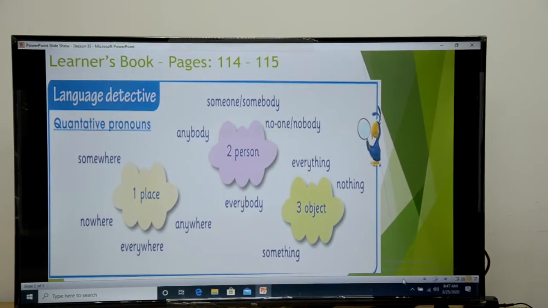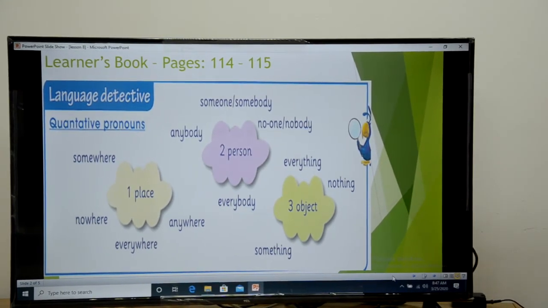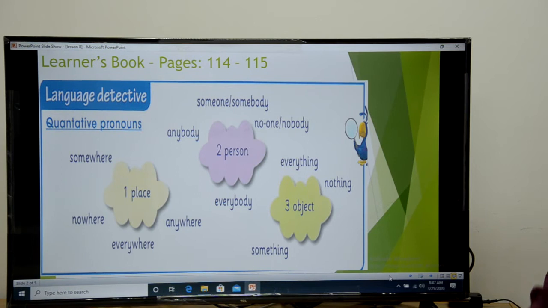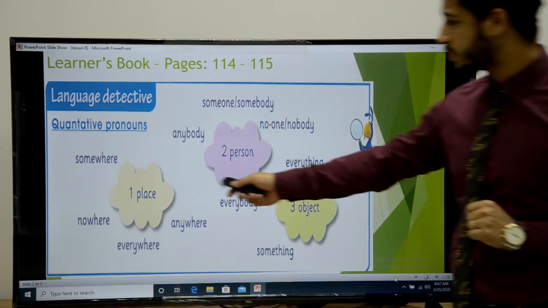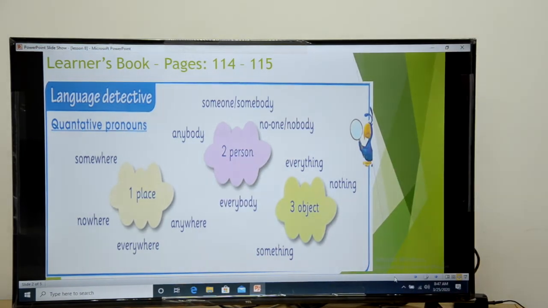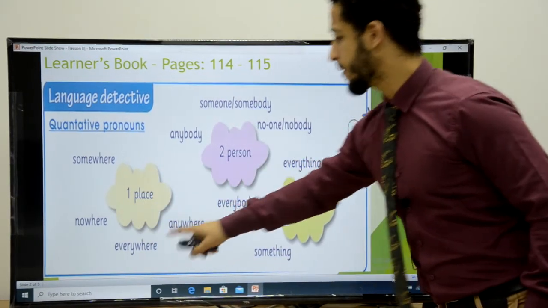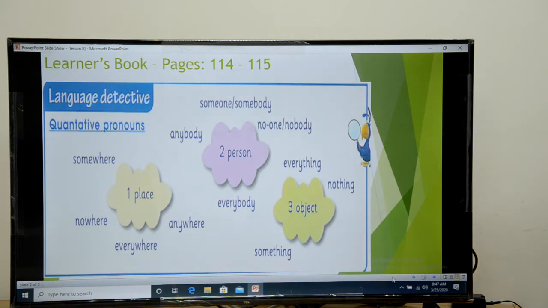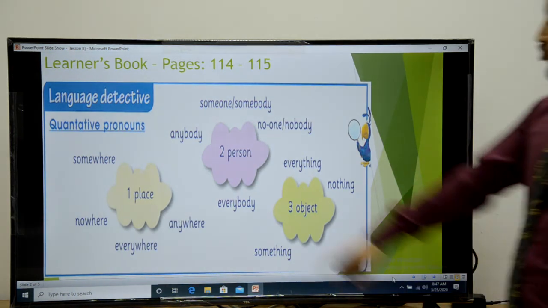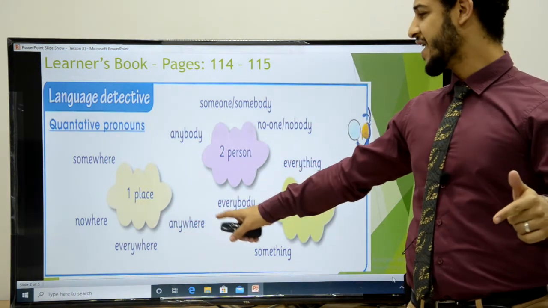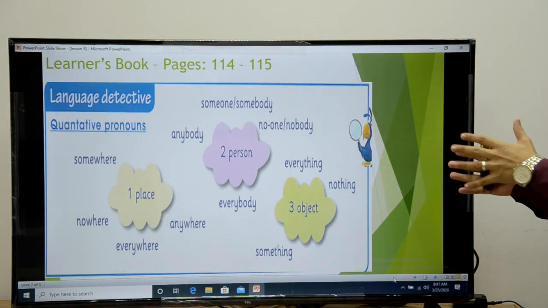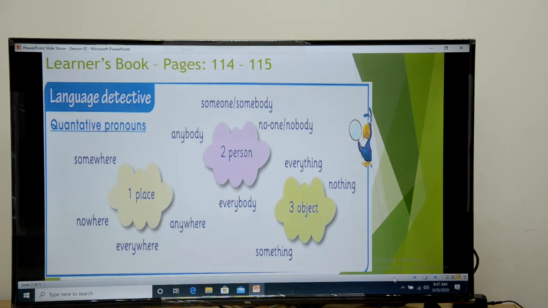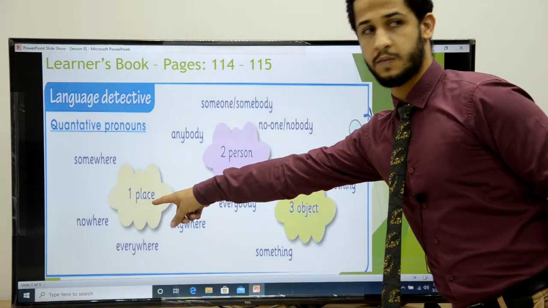Teacher, we see a lot of words. They are the same. It's very easy. Just pay attention and you will find it very easy. When we talk about place, we use one of four quantitative pronouns: somewhere, nowhere, anywhere, and everywhere. So the four of them are quantitative pronouns about the place.